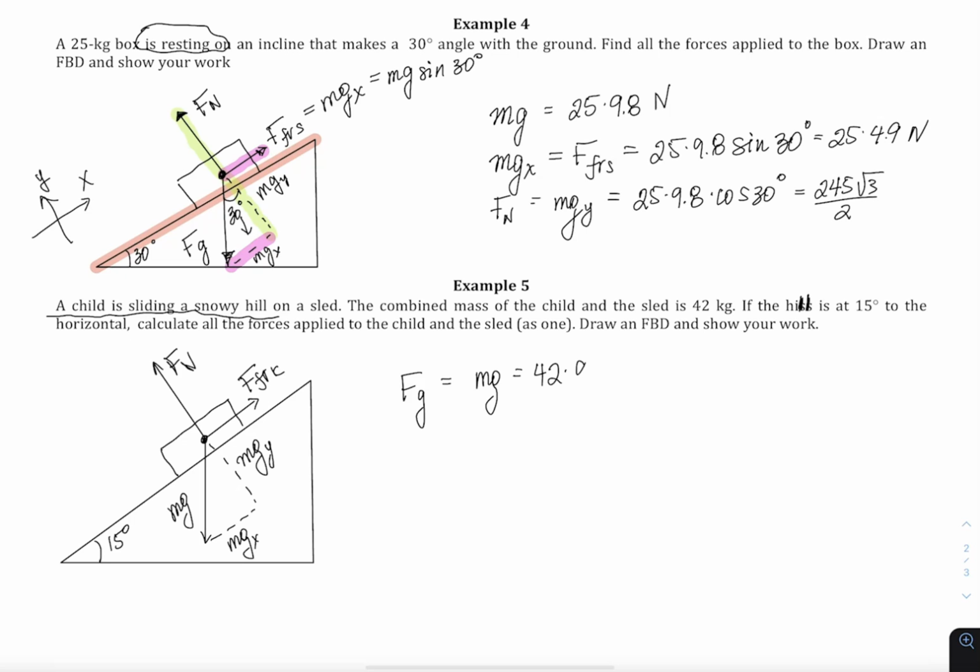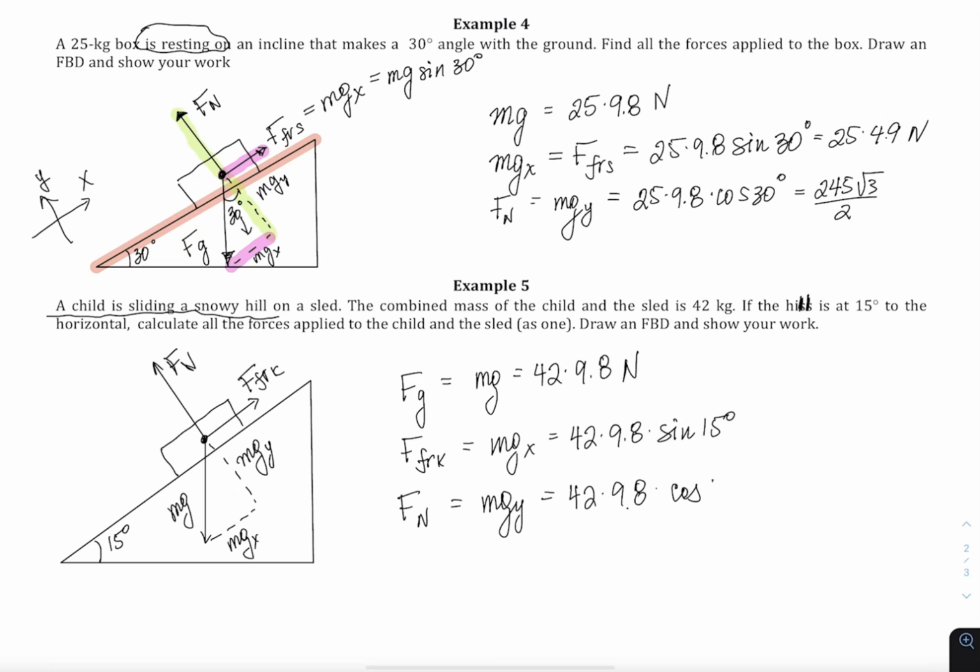42 times 9.8 newtons. Then force of friction kinetic is going to be equal to mgx, which is equal to 42 times 9.8 times sine of 15 degrees. And then force normal equals mgy, which equals 42 times 9.8 times cosine of 15 newtons. There we go. That's it for this worksheet.